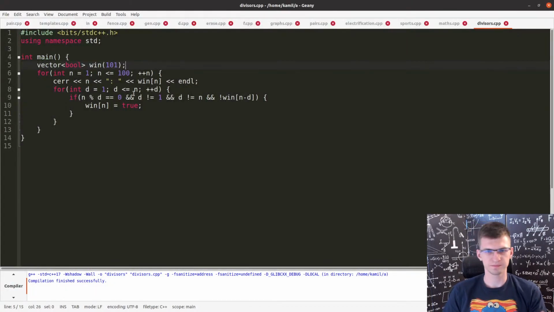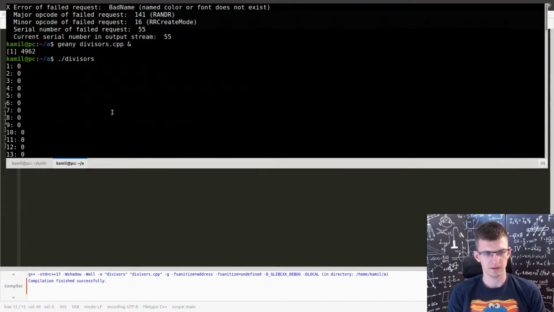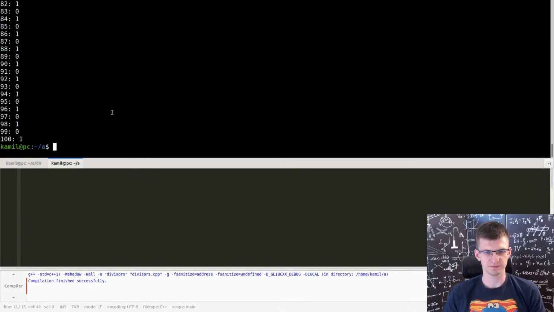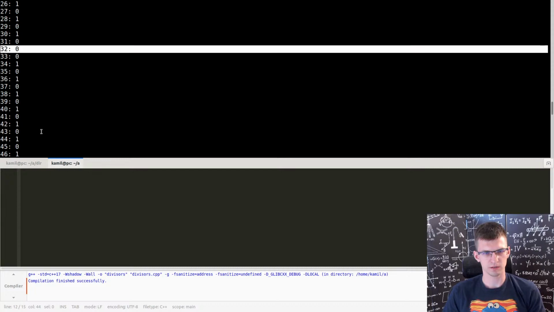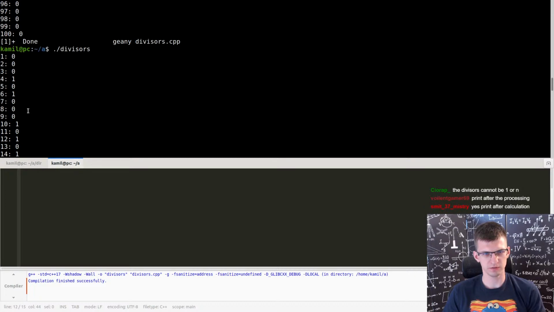I messed up. Obviously we need to first compute and then print. Yeah, print after. Gupta, you were right. What's happening? Every even number other than some primes, some powers of 2? Interesting.